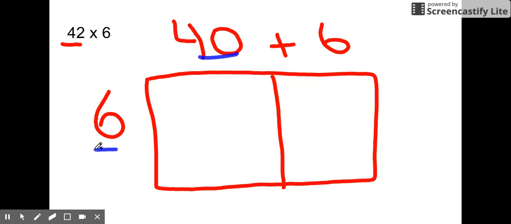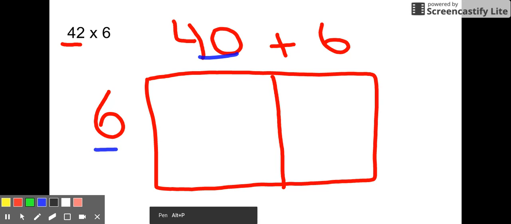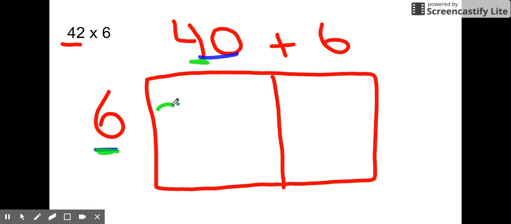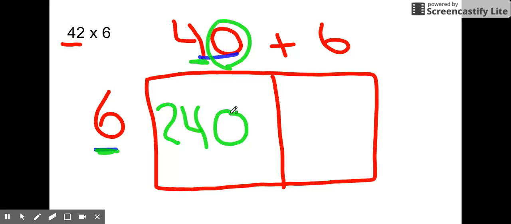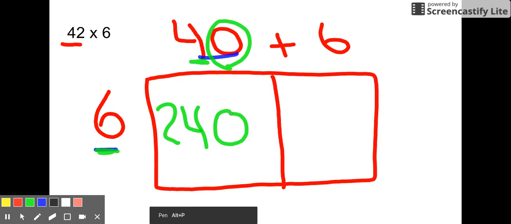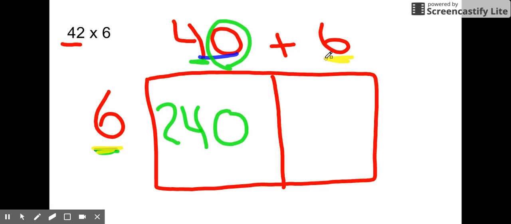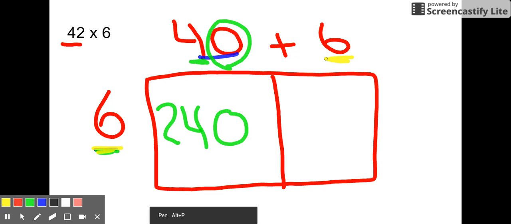Now I'm going to be multiplying along the top and the side. Well, I know that I have a basic fact there. I can use what I know about my products of 10 or my powers of 10 to help me. I know that 4 times 6 is 24. I have a 0 in my problem, so I'm going to add a 0 to my answer. Then I'm going to come over and multiply here 6 times 6. Well, that's a basic fact. I know that 6 times 6 is 36. So I'm going to go ahead and write that in my box.